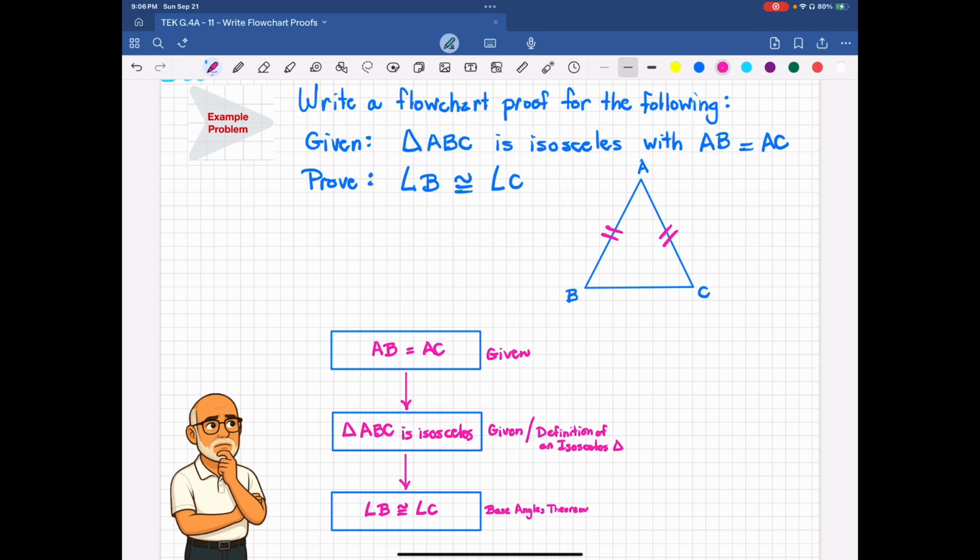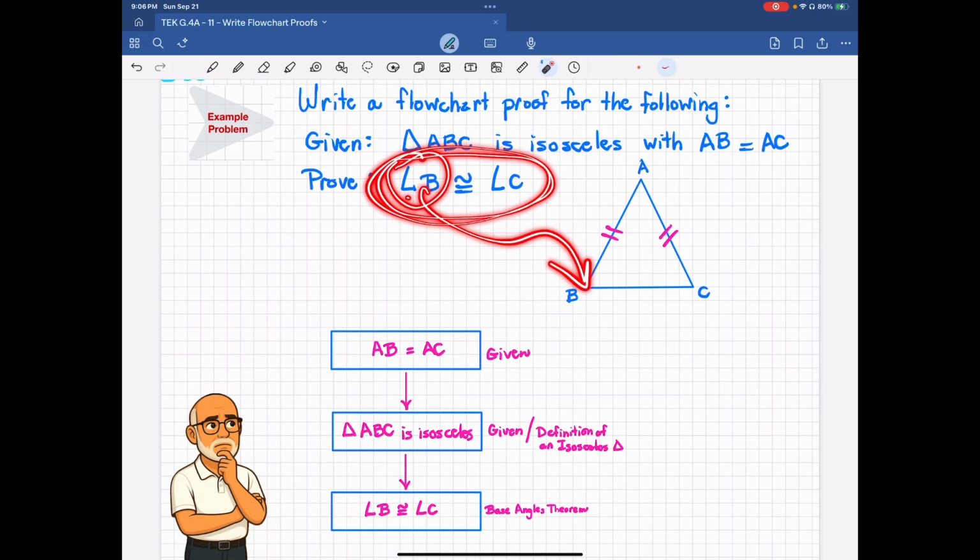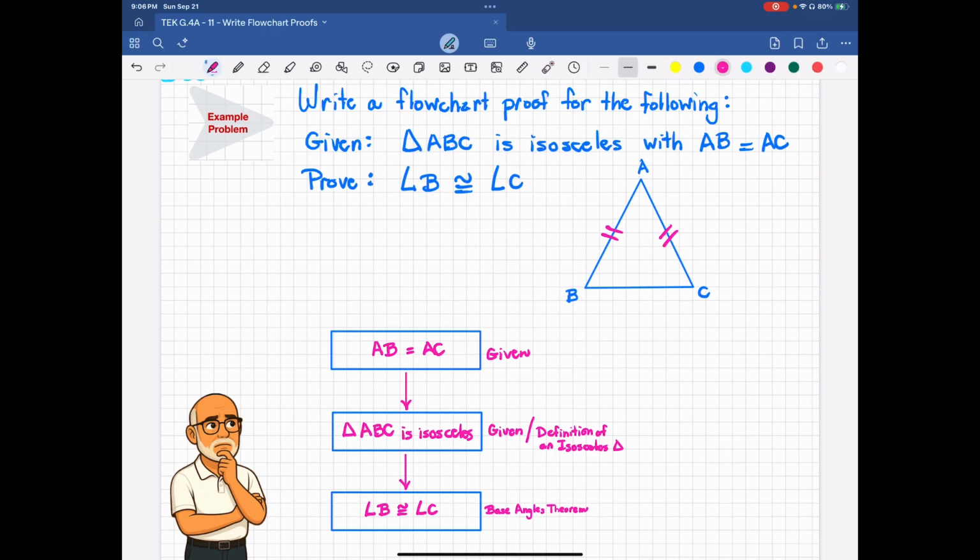So our next step is to look at the prove, okay? What they want us to ultimately end up with is that angle B, which is right here, is congruent to angle C, which is right here. And so I want to mark that on my drawing as well. Angle B and angle C, we need to prove that those two angles are congruent. So what we have to do is logically think through from the given statement to what they want us to prove and have logical statements that have supportive reasons that go along with it.